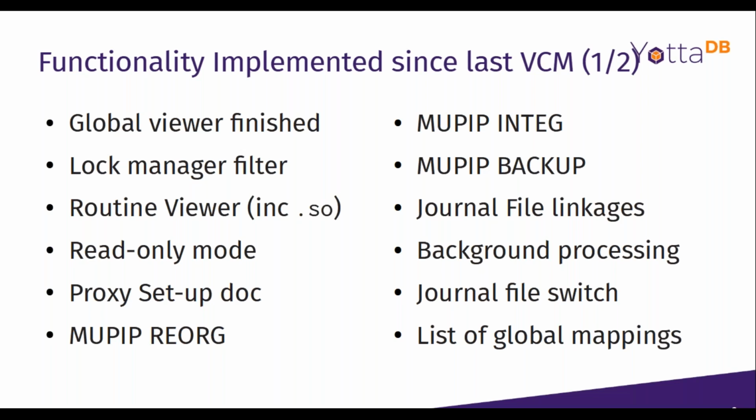We've made a difference between read-only mode and read-write mode, and we added documentation for setting this up as a proxy on Apache, and the Nginx setup is somewhat similar. We've implemented mupip reorg, integ, and backup. We now have a display of journal files and their linkages. We have the ability to run mupip reorg, integ, and backup in the background. We've added the ability for you to switch a journal file.